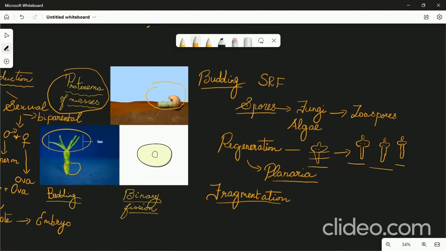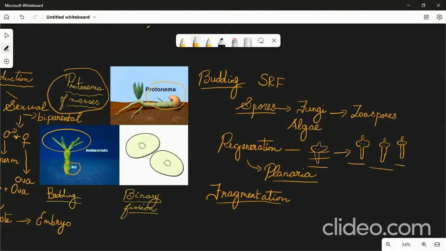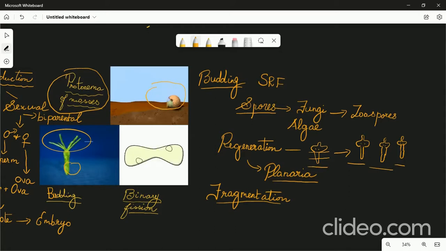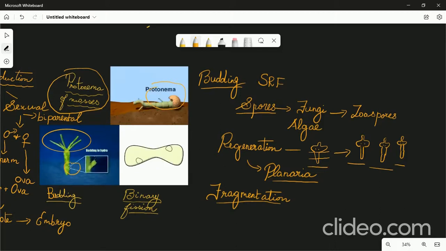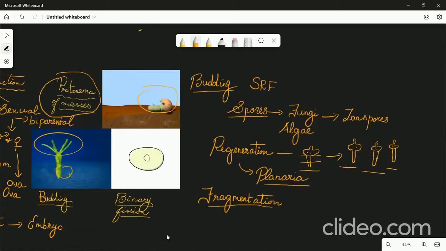Here the mosses, in case of emergency or unfavorable conditions, reproduce through fragmentation, that is, the development of protonema. So this is one example of fragmentation, the protonema of mosses. So these are the different types of asexual reproduction. In this video we have discussed two kinds of reproduction, sexual reproduction and asexual reproduction.